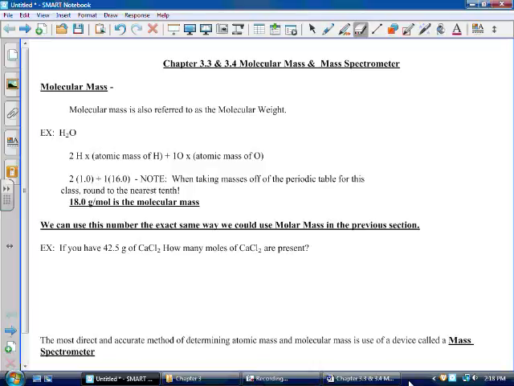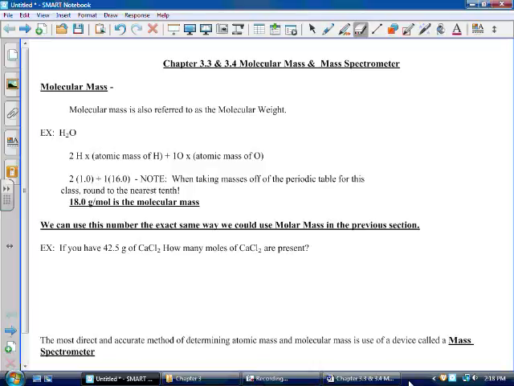Now, just as we could use the molar mass to calculate moles of a sample of any element, we can use molecular mass the same way that we did molar mass in the previous section. We can use it to calculate how many moles there are of a certain compound in a reaction. And being able to do this calculation will be very vital as we move forward into this chapter and pretty much the rest of the year.